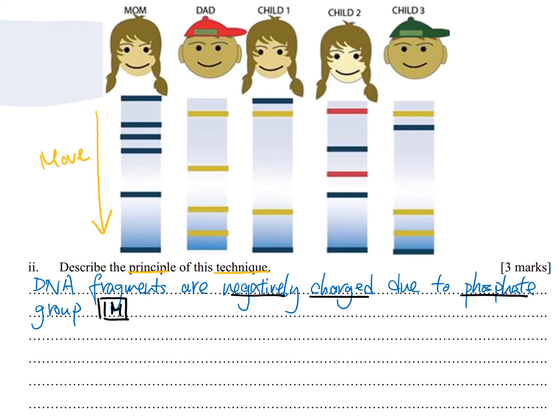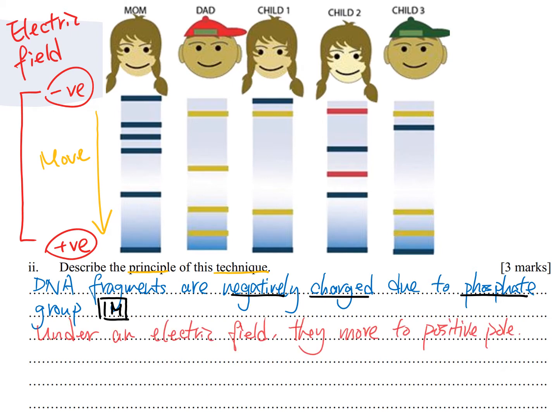And then the second thing is, when will this negatively charged DNA move? They will move when there is a positive pole and a negative pole. DNA fragments, they will move from the negative pole to the positive pole under an electric field. So this is the second part. Under an electric field, the DNA fragments move to positive pole. You get the second mark.